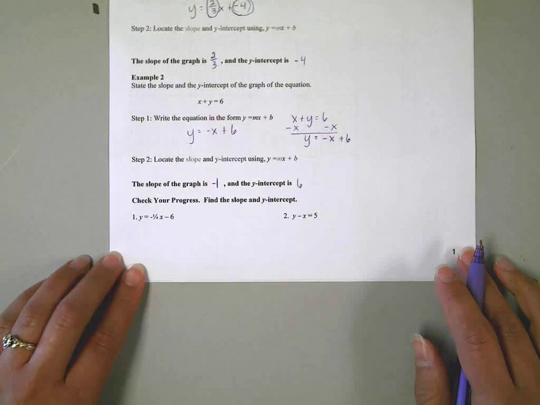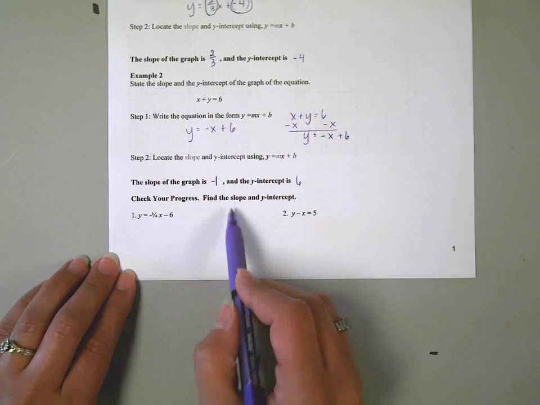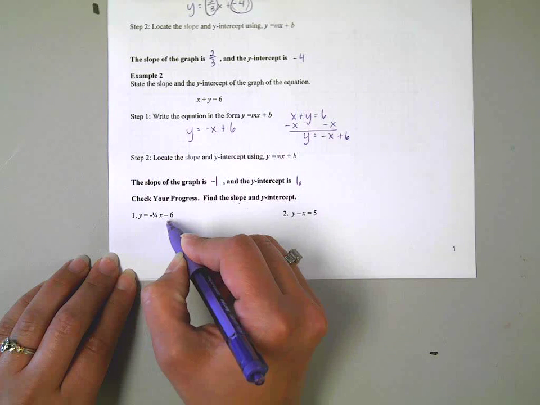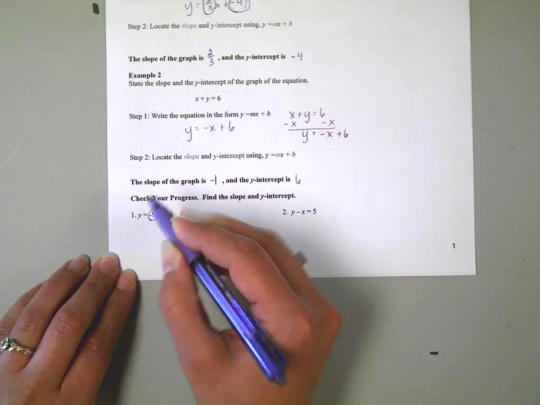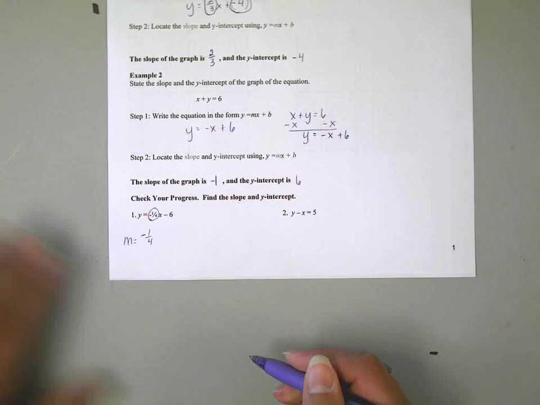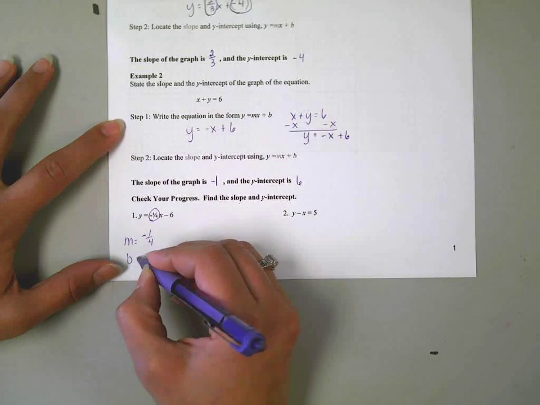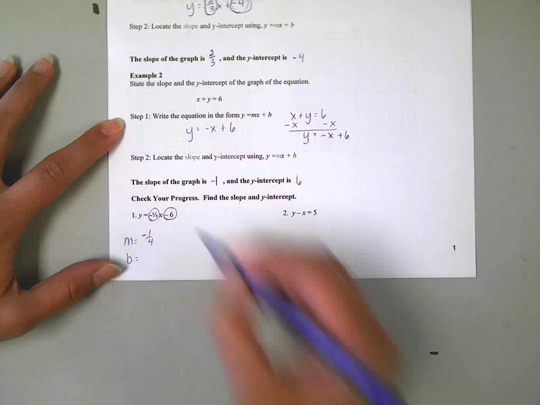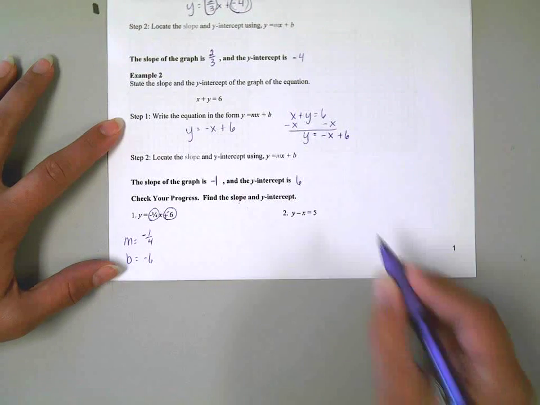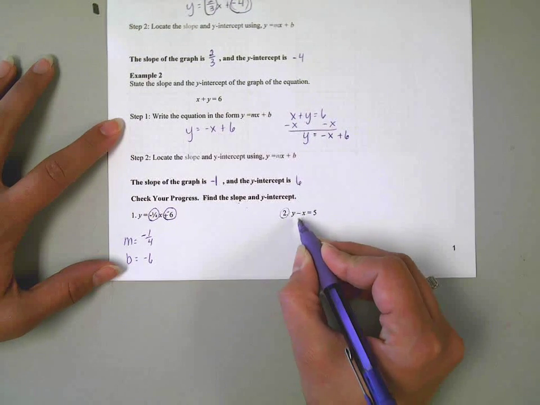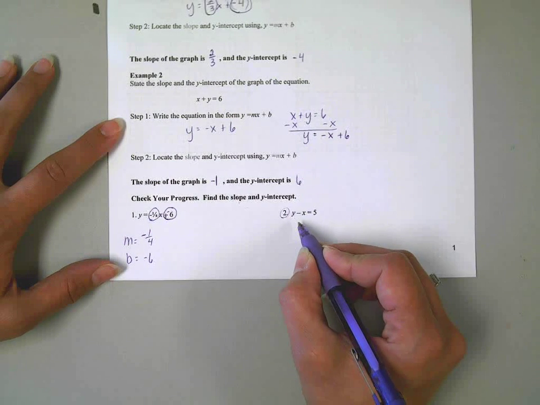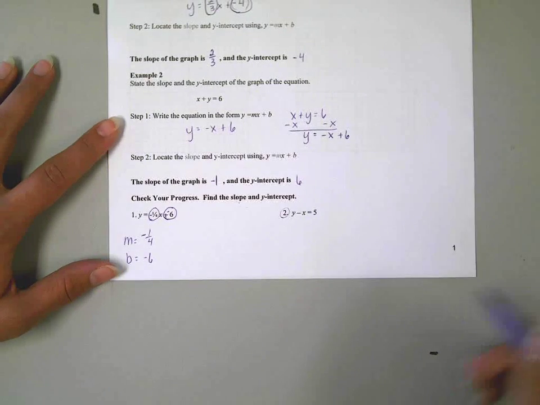Okay, we're going to do one more before you try one on your own. So we want to find the slope and the y-intercept. We have y equals negative 1/4 x minus 6. This is our slope, negative 1/4. So m, that slope, equals negative 1/4. And b, our y-intercept, is a negative 6. Don't forget that this is really plus a negative. Now I would like for you to try number 2 on your own. Make sure that you rewrite the equation in slope-intercept form before you determine what your slope and y-intercept is.